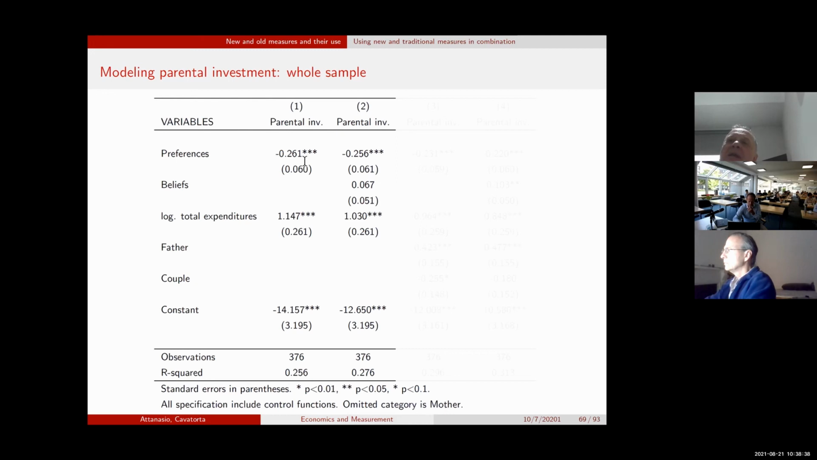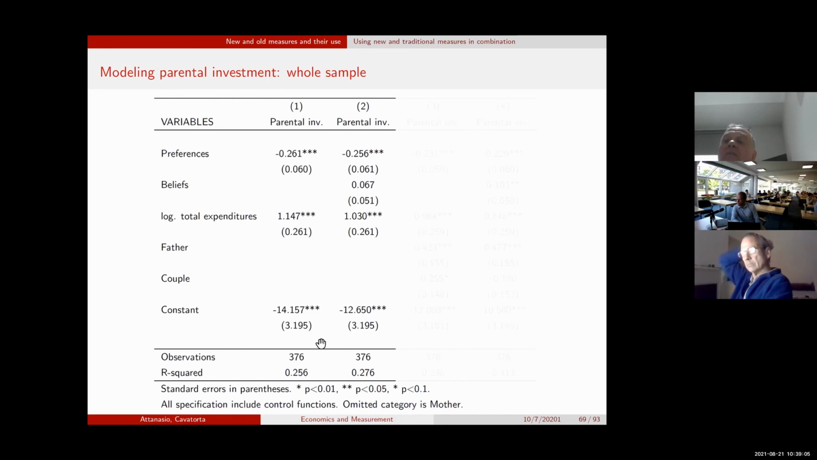They're measuring taste in a meaningful way. This is the log total expenditure. It tells you the parental investment is a luxury, but you know it's close to one, so it's not much of a luxury. And then this is when we add the beliefs, which is not significant.